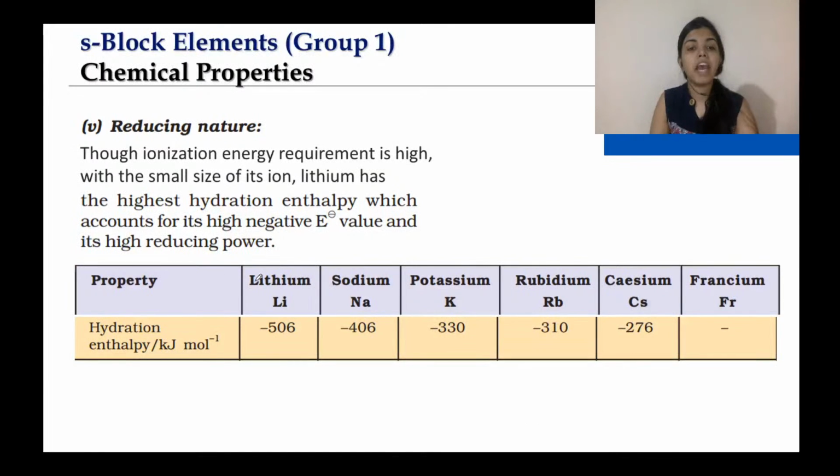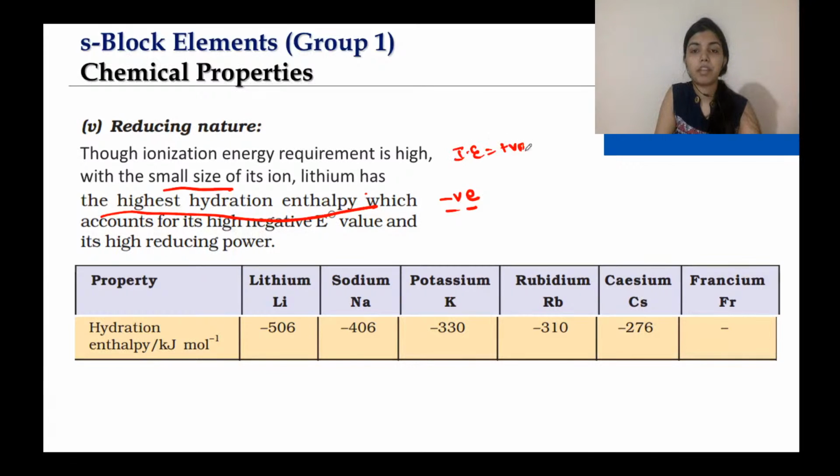If you compare the ionization energy, the ionization enthalpy of lithium is very high, right? Because it has a small size. But lithium has the highest hydration enthalpy, which is negative in nature. Hydration enthalpy is negative, whereas the ionization enthalpy is positive. So it has the highest negative electrode potential. Why? Because its hydration enthalpy is very high.